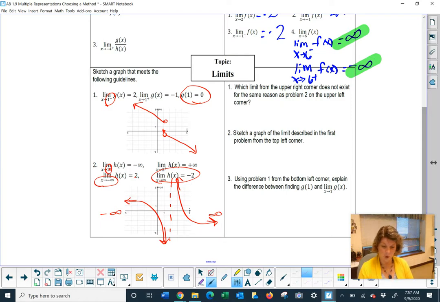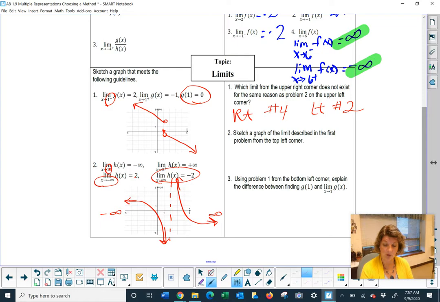For number 1, it says which of the right corner does not exist for the same reason as problem number 2 in the upper left-hand corner. I chose number 4 in the right-hand corner, and from the left corner, I chose number 2. They're both headed off to infinity, negative infinity. They are an asymptote occurring at the values that the limit approached.